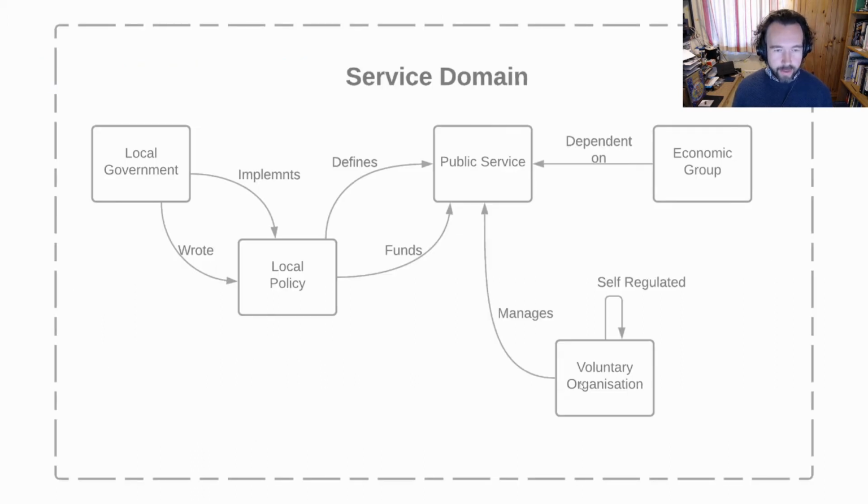So what do they look like? Hopefully this kind of thing is quite familiar to you. So here's a sort of Mickey Mouse system map I did. So I have a service domain that we might be interested in, and then I mapped the relationship between different parts of that system that influence how it works. So there's the system as a whole, and then these are the parts that are within it that interact. So things like local policy defines a public service, an economic group is dependent on that public service, and so on.